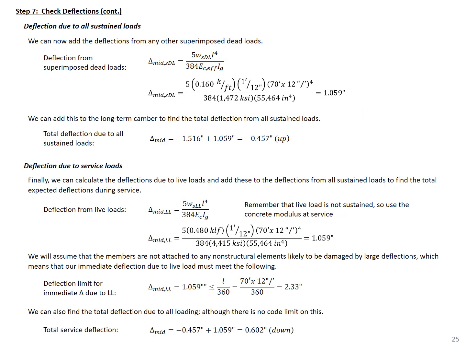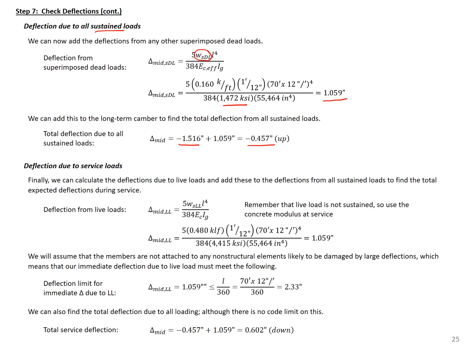We can next calculate our deflections due to our sustained loads and then also our live loads. So our superimposed dead load deflection, we're going to add that deflection here. The superimposed dead load is a sustained load, so we're going to use our effective modulus. Using our same equation, we can calculate our deflection from the superimposed dead load alone as 1.059 inches. We can add this to the deflection from our pre-stressing and self-weight to get our total deflection from all of our sustained loads to be about 1/2 inch up.